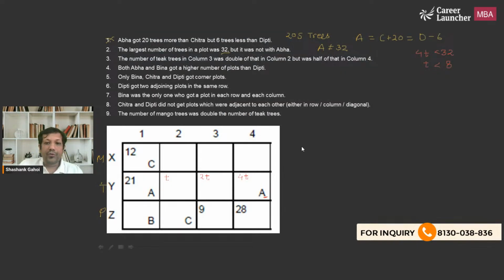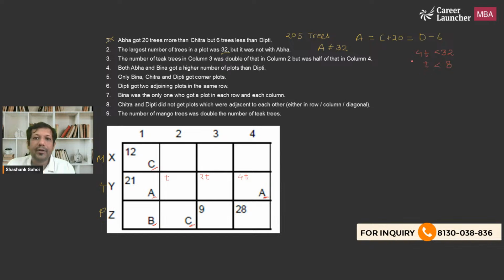So what do we need? We need 4 plots for Abha. So how many plots of Abha do we have? 2. We need 4 plots for Veena. So this is 1. I need some more. And then I need 2 plots for Chitra. I already got 2 plots for Chitra. So I got the arrangement for Chitra completely. But I'm still not sure which 2 plots are going to go to Deepti.